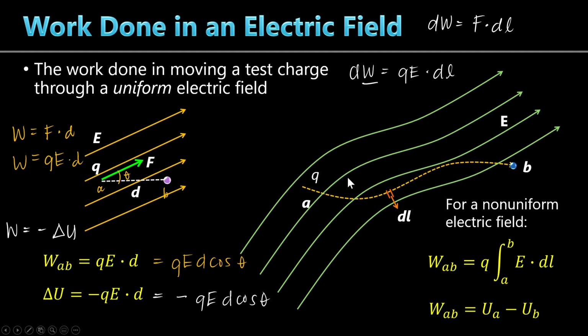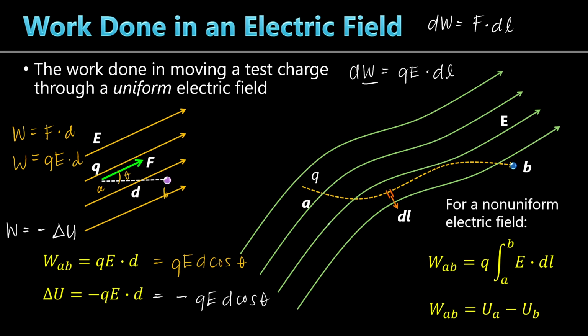But if the field does negative work on the charge, this work will be negative and the charge moves in a direction which is opposite the direction of the field. So let us repeat, if the charge moves in the same direction as the field, then the work is positive and the potential energy decreases. But if the charge moves in a direction opposite the field, the work done will be negative and there will be an increase in potential energy.